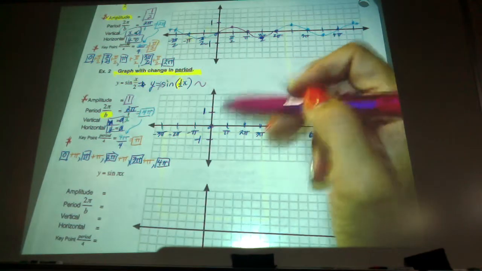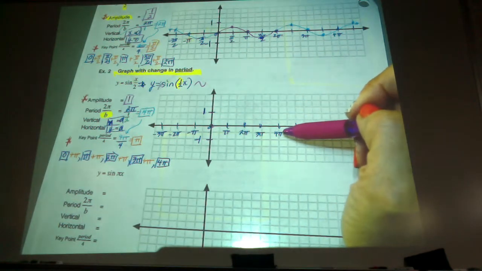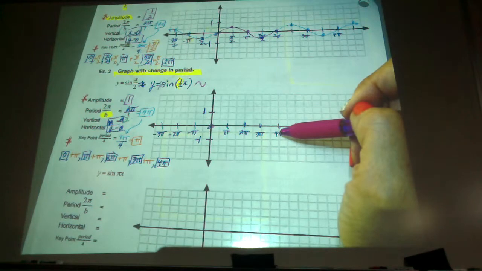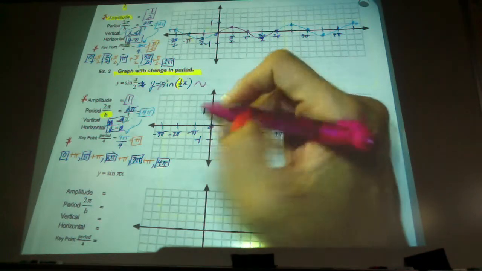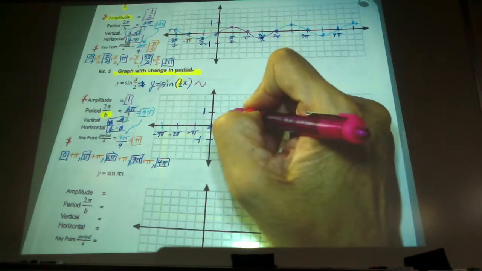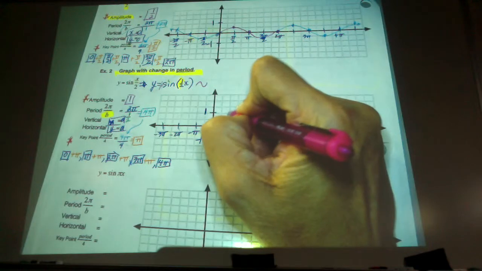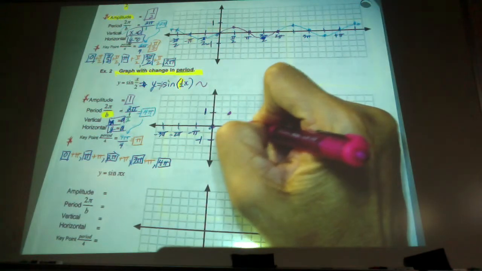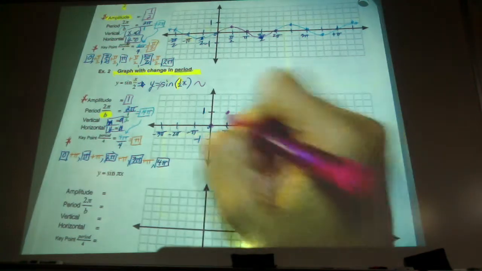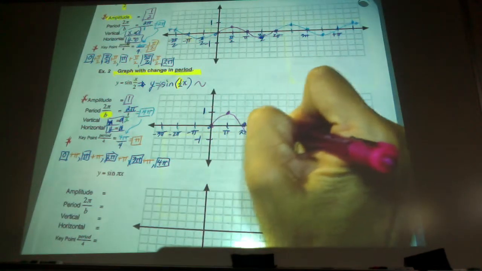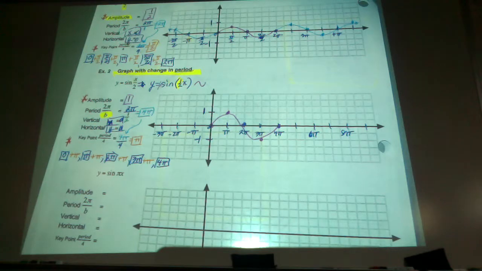And then every other key point is up or down, and then every other one is x-axis. So I'm already starting here on the x-axis, which is 0. So I'm going to go up for sine to my amplitude, which is 1. So I go up, 0, down to negative 1, 0. That completes one full period. Does that look like a sine curve?